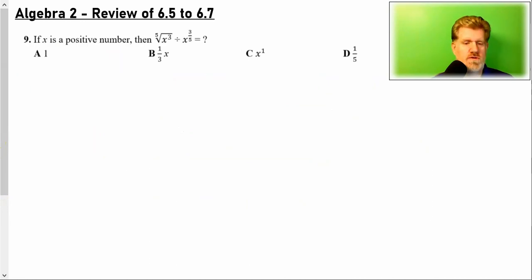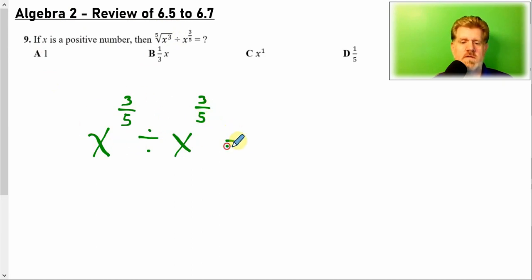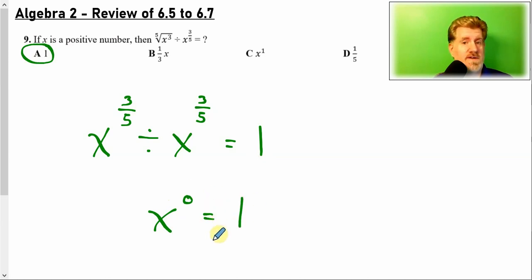How many we got? We got 2 more multiple choices. Okay. So, what do we have here? X, the 5th root of x cubed really means x to the, remember the power and the root. Well, think about this. These two are exactly the same. What's anything divided by itself? It's just 1. Or if you think about it this way, 3/5 minus 3/5 is 0. And remember, anything to the 0 power is 1. Okay? Keep that in mind.